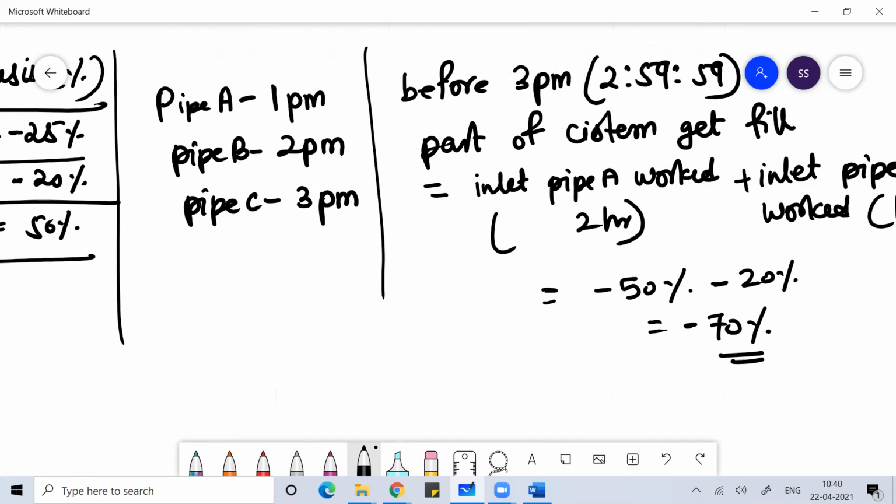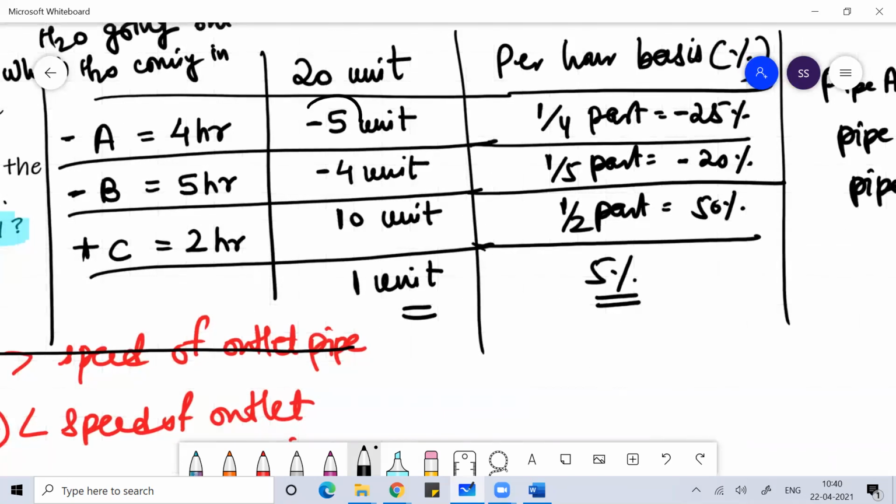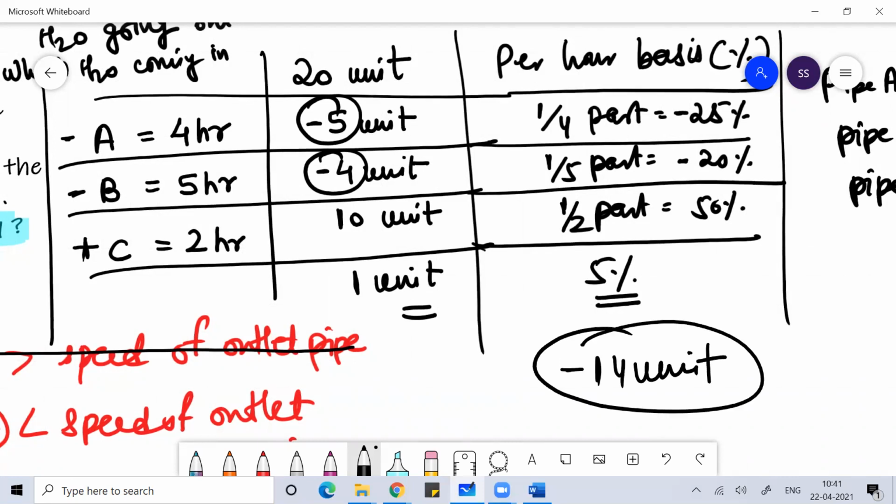If you talk in terms of units, this has worked for 2 hours, so 10 units, and this has worked for 1 hour, so 4 units. So 14 units of work would have been done. The moment you open all three of them, every hour 1 unit of work gets destroyed. I hope you understand. So before you open the pipe C, 14 units of work would have been done. The system won't be completely full; the system would be 70% full.